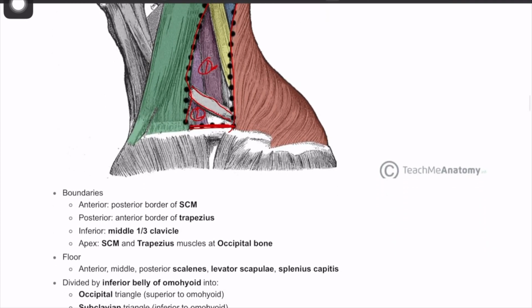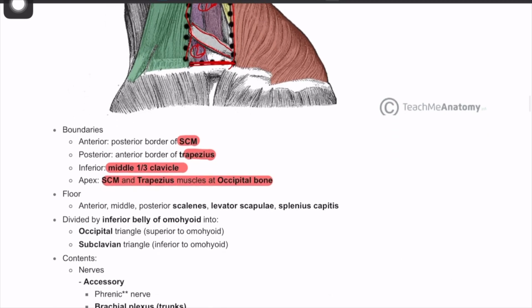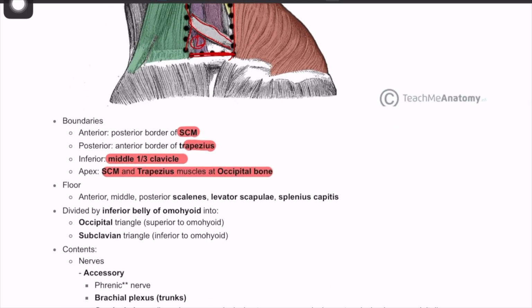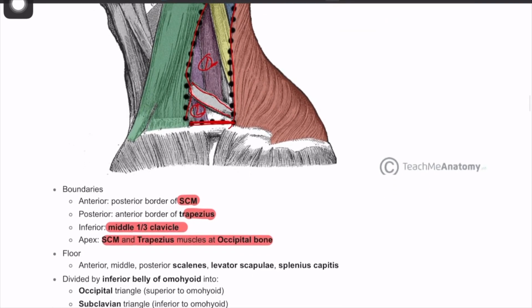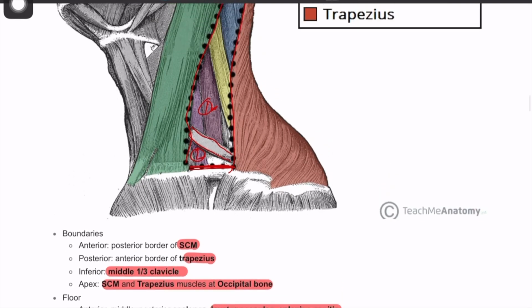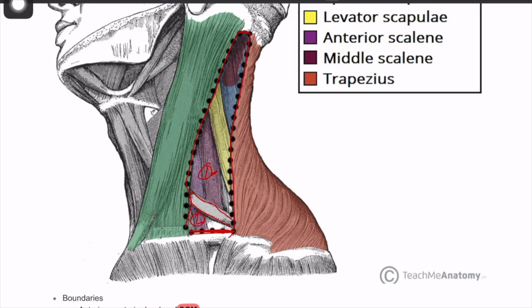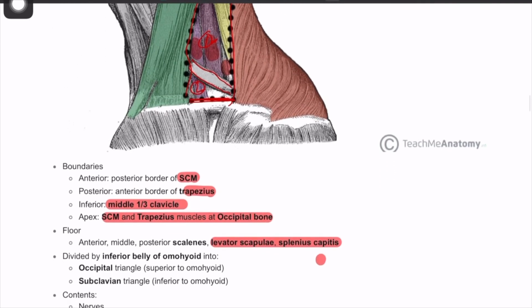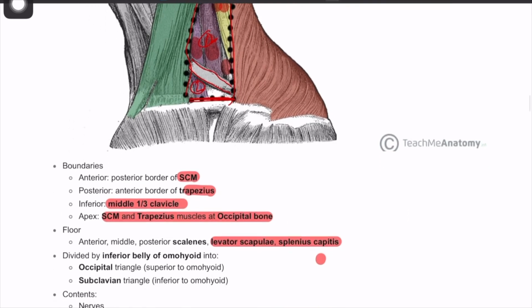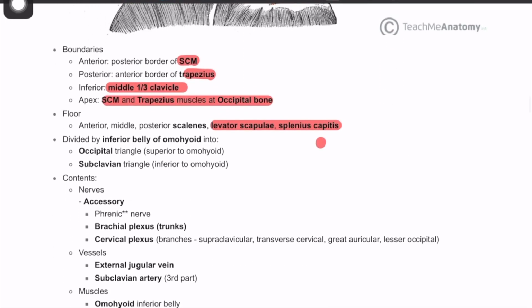So I mentioned the boundaries: sternocleidomastoid, trapezius muscle, middle third of the clavicle, and the apex is the meeting of the sternocleidomastoid and trapezius muscle. It contains the anterior, middle, and posterior scalenus muscles, and levator scapulae, and splenius capitis as well. So it's all these muscles. So you have your splenius capitis and scalenus anterior, scalenus medius, and scalenus posterior, and also another muscle, which is the levator scapulae, which will be this yellow bit. Okay. Divided, like we said, by the inferior belly of omohyoid muscle into the occipital and subclavian triangle, or the clavicular triangle.